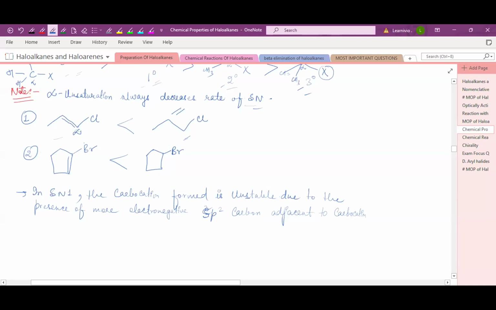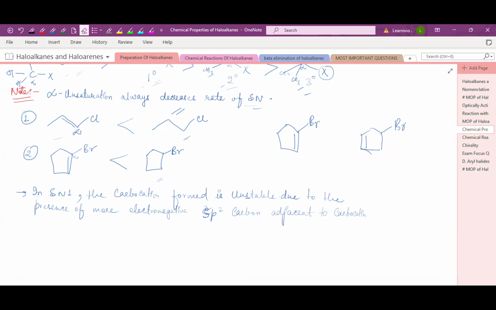Similarly, in this one, you can see bromine is attached to this carbon, and this is your alpha carbon. So unsaturation is present on the alpha carbon. So this will be least reactive as compared to this. This is more reactive because there is no unsaturation in this compound at the alpha carbon. Okay, we will talk about the alpha carbon. Suppose, between this one with bromine, and here there is alpha unsaturation, and here this bromine.